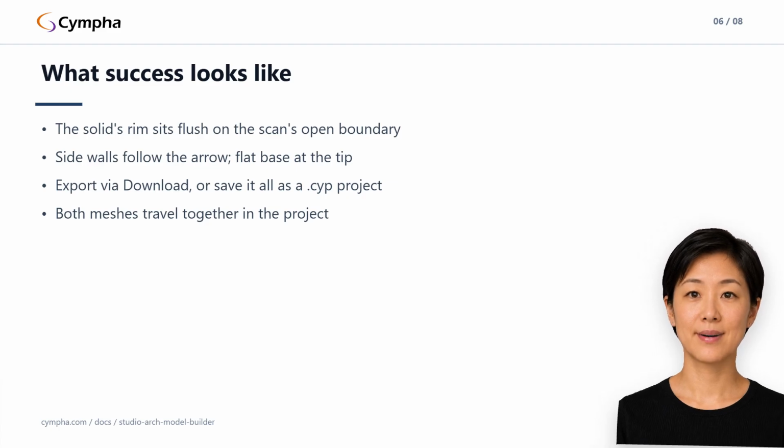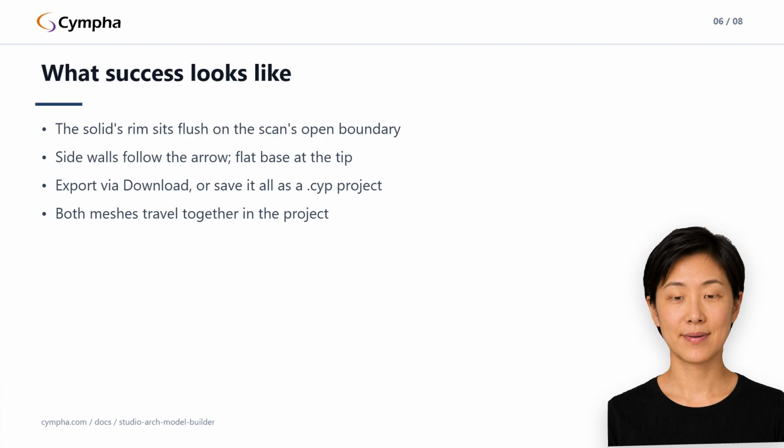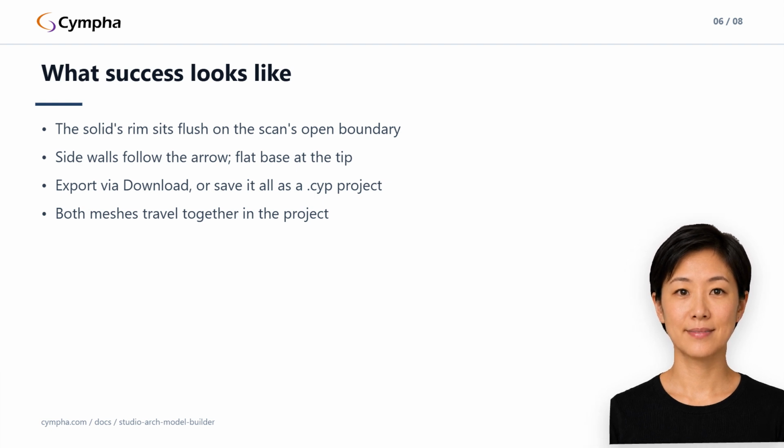From here you can add more scans with Add Model, export the solid via download if your workflow uses that, or save the whole project, Save Project from the hamburger menu, which writes the CYP project file and keeps both meshes, shell and solid, together for next time. For printing, the solid is the deliverable, the original shell is your record of what was actually scanned.